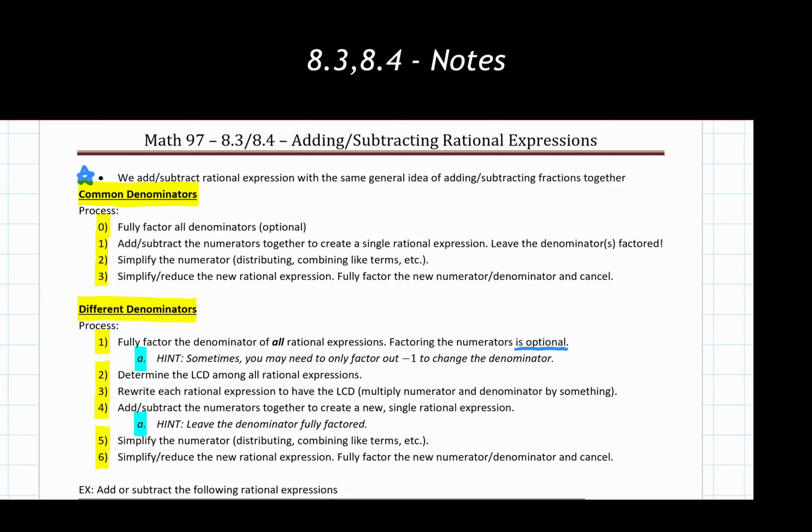Looking ahead a couple steps, we are once again going to need to simplify that new rational expression down, which means we are eventually going to have to fully factor the numerator and the denominator. So if you choose in step 4 to multiply all the denominators out while you are adding and subtracting the numerators, you can do that. But I am warning you now, you are going to need to fully factor that out again at the very end of the problem. So I'd recommend not doing that sooner, only because you're going to have to undo what you just did eventually. And it's just creating more work for yourself.